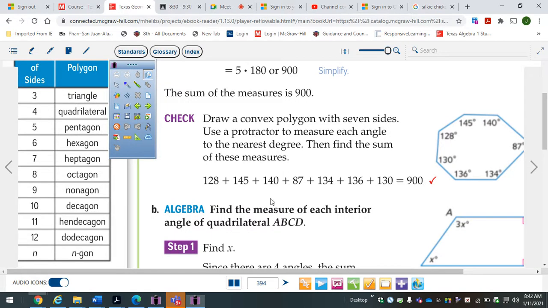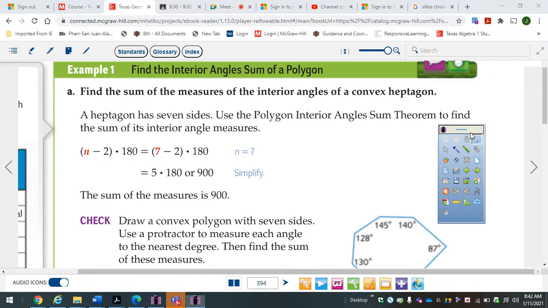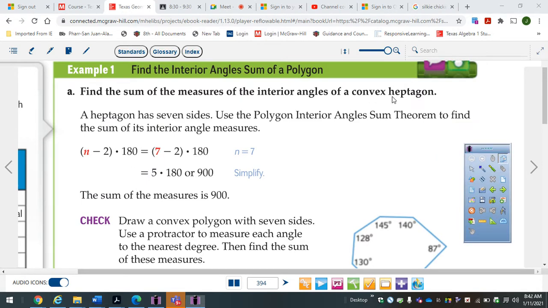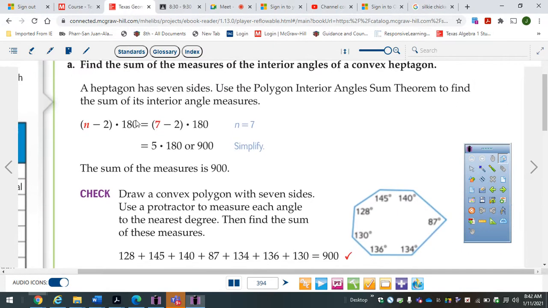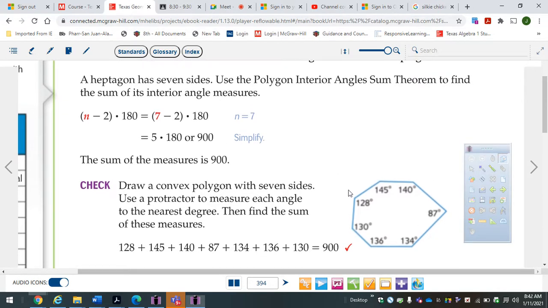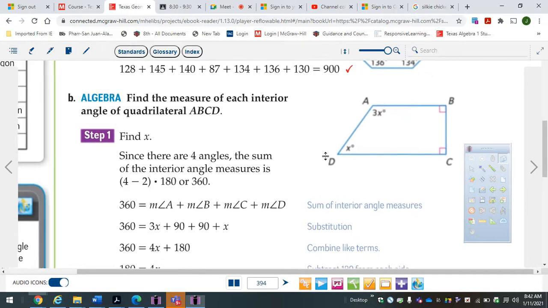The examples we're going to use today refer back to this. Find the sum of the measures of the interior angles of a convex heptagon. A heptagon is 7 sides, so we use that same formula. Replace n, the number of sides, with 7. 7 minus 2 is 5, and 5 times 180 is 900 degrees. So all the angles add up to 900 degrees for a convex heptagon.